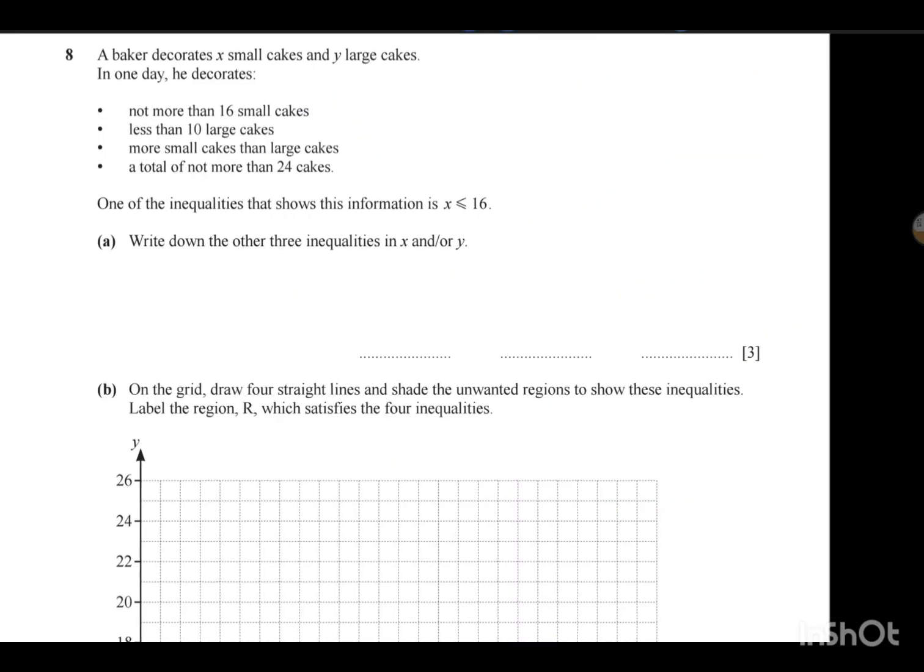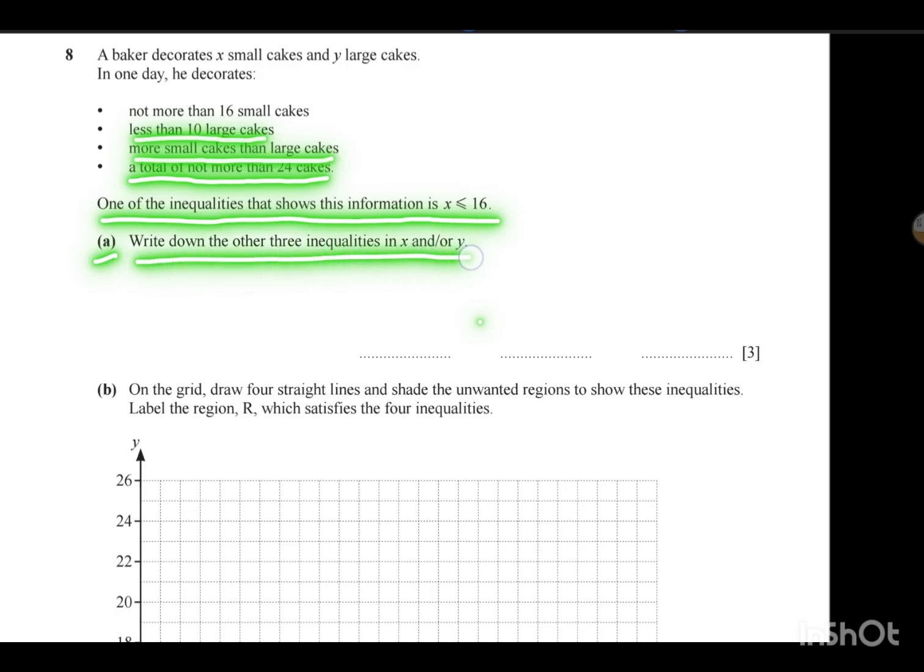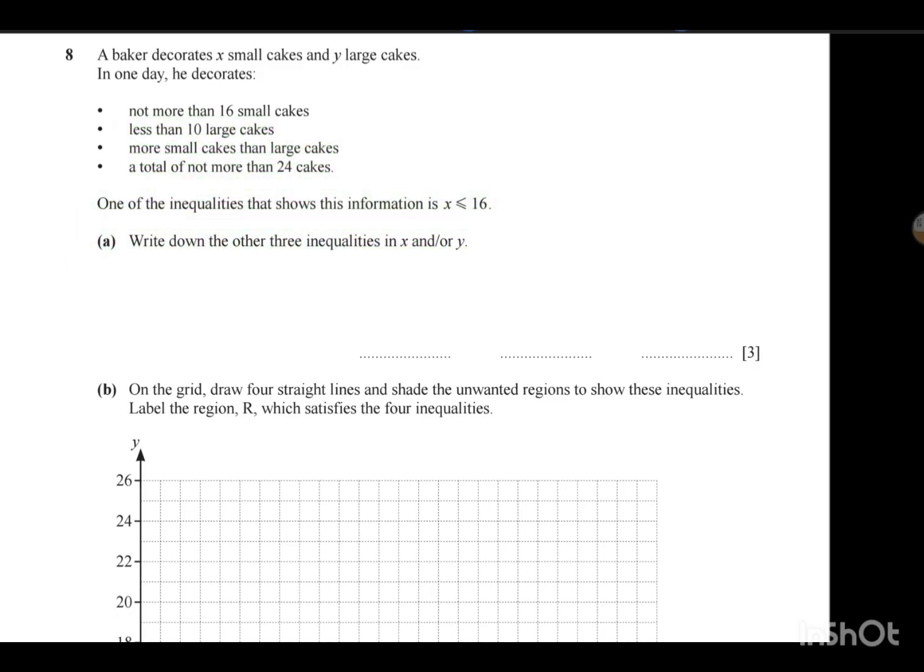Question number 8. A baker decorates X small cakes and Y large cakes. In one day he decorates not more than 16 small cakes, less than 10 large cakes, more small cakes than large cakes, a total of not more than 24 cakes. One of the inequalities that shows this information is x less than or equal to 16. Question A. Write down the other three inequalities in x and or y.